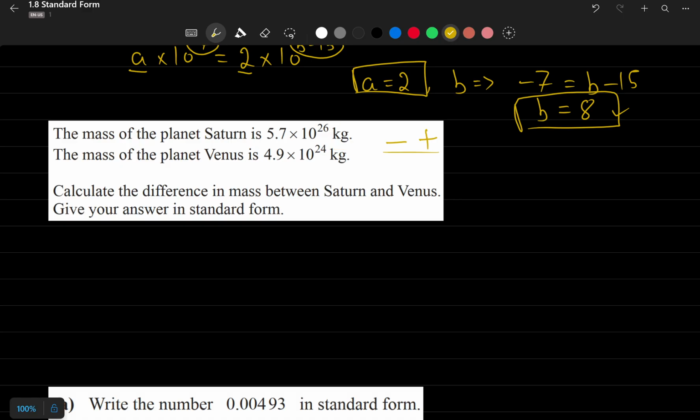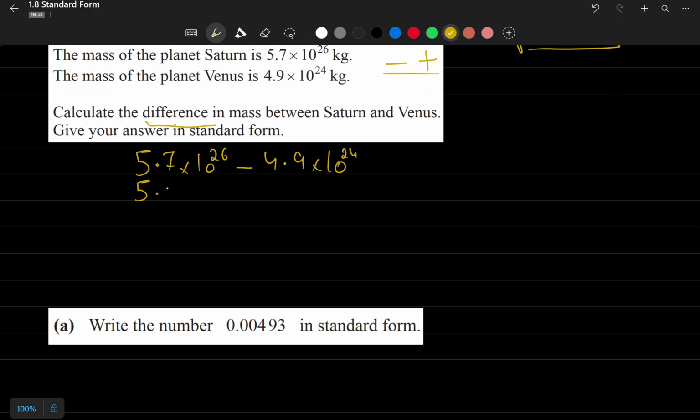So first, 5.7 into 10 raised to power 26 minus 4.9 into 10 raised to power 24. We subtract them because we have to find the difference, but we cannot simply subtract because the powers are not same. One is 26 and the other one is 24. So we will first make the powers same.